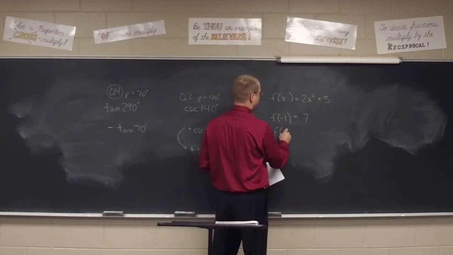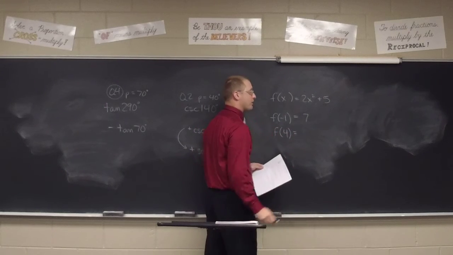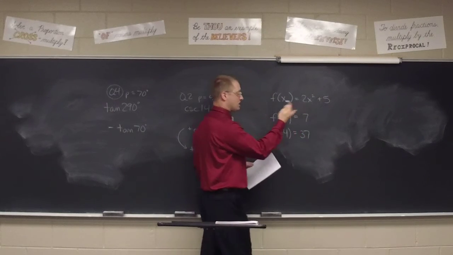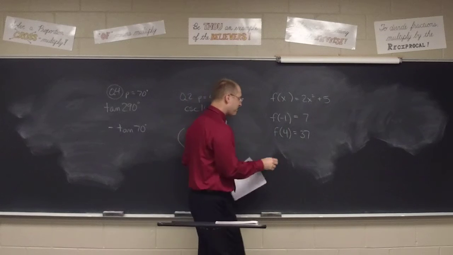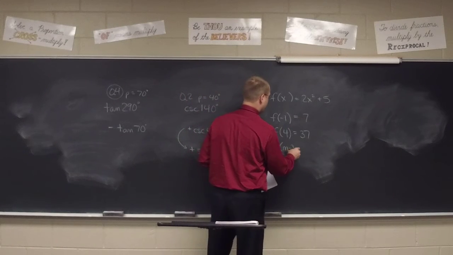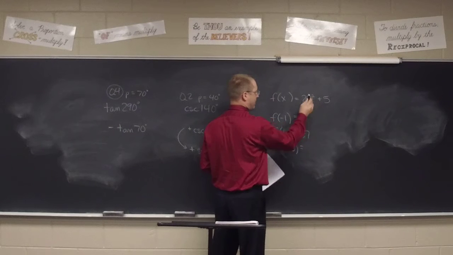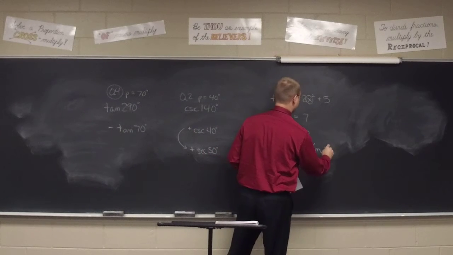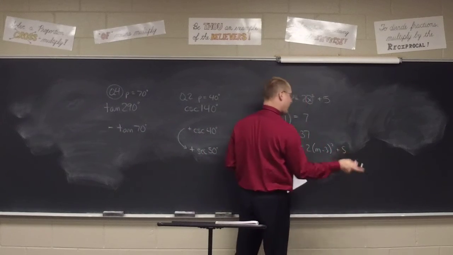What do we get for f of 4, class? 37. So you got 37, right? Because 4 squared is 16, times 2 is 32, plus 5, 37. What about f of m minus 3? Well, you don't do anything different. Instead of an x, you now have an m minus 3 that has to be squared. But still follow order of operations.